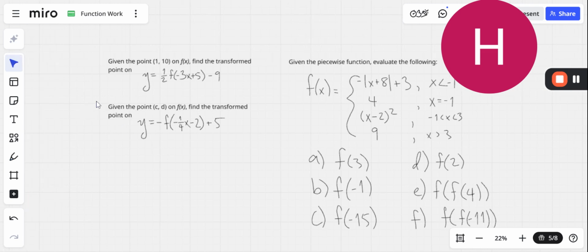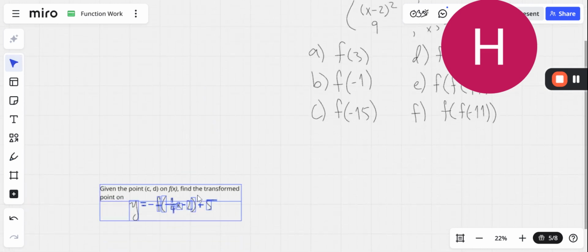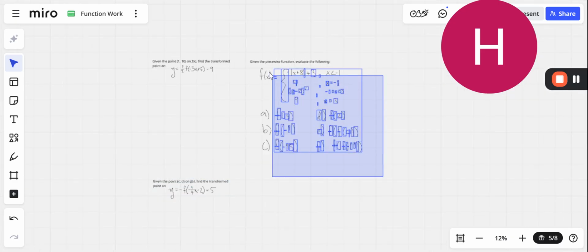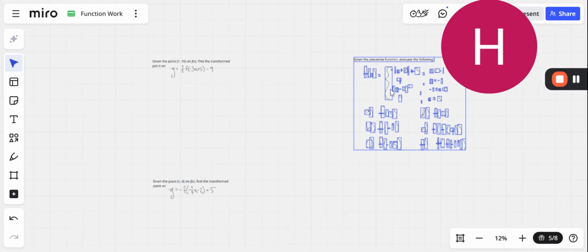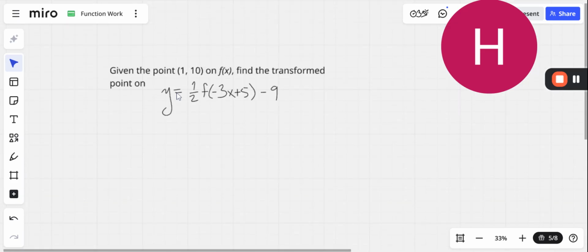Okay, let's get started. Now I'm going to move some stuff. I'm going to make some space, so we have plenty of space for these problems. And let's get started here.